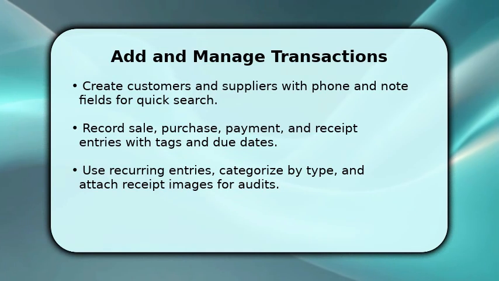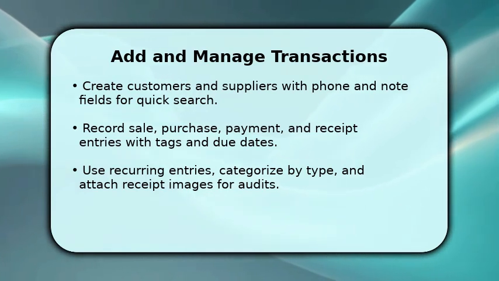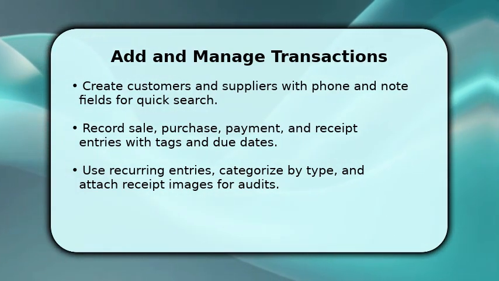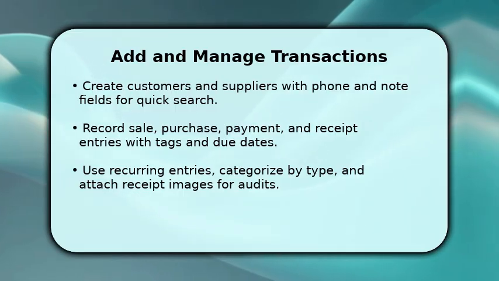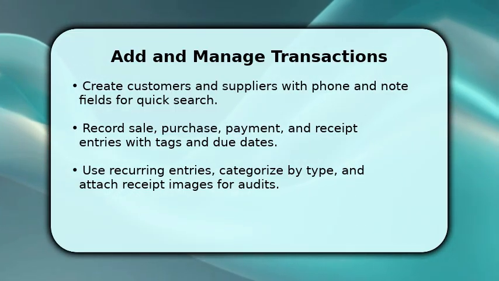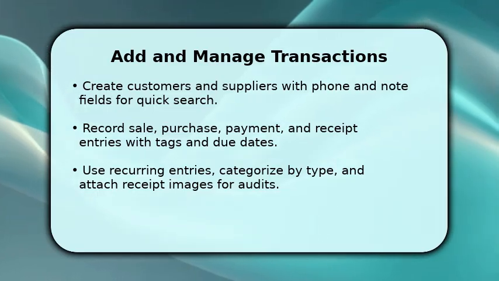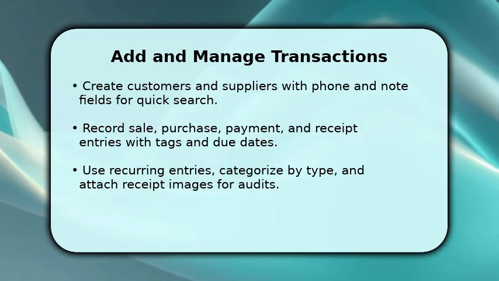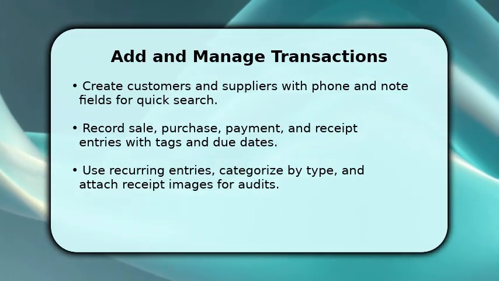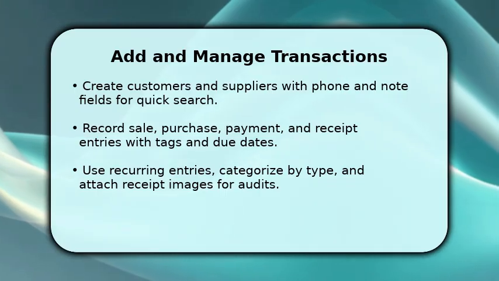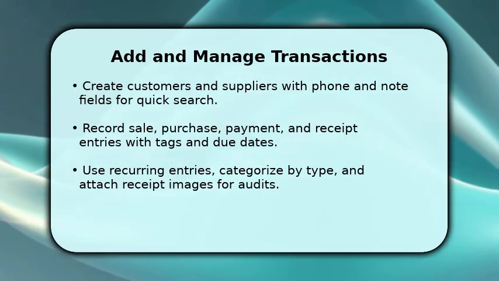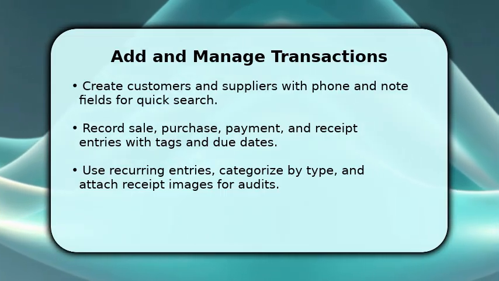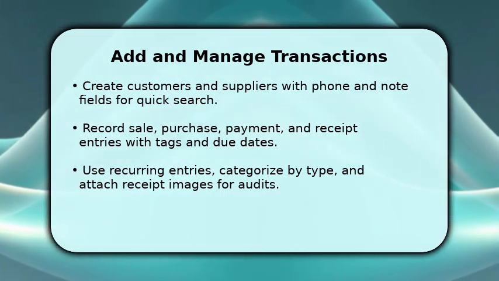Now you add and manage entries. Create customer and supplier profiles using phone numbers and notes to speed lookups. Tap New Transaction to record sales, purchases, payments, or receipts, assign tags, and set due dates so aging reports remain accurate. Use the recurring entry option for repeating invoices, categorize each entry for reporting, and attach receipt photos for audit trails. This organization ensures you can filter, reconcile, and export meaningful financial summaries quickly.